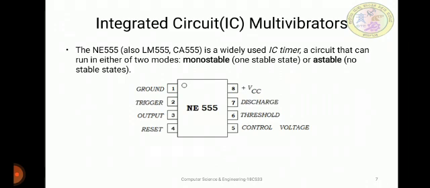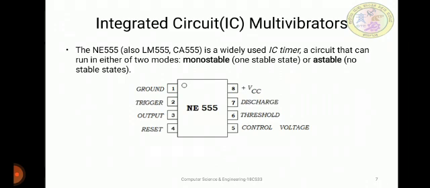Pin 1, the ground pin, connects the 555 timer to the negative supply rail, that is 0 volts. Pin 2, the trigger pin, is the negative input to comparator number 1. A negative pulse on this pin sets the internal flip-flop when the voltage drops below 1/3 VCC, causing the output to switch from low to high state.